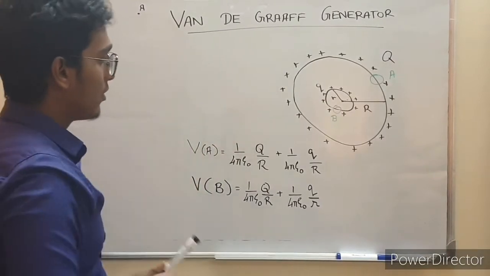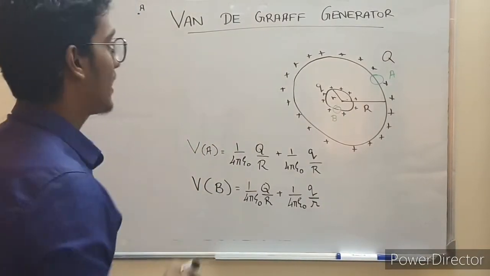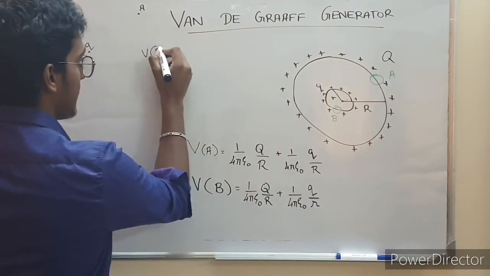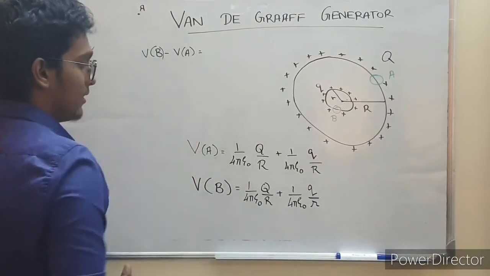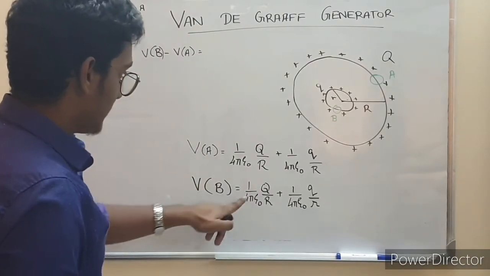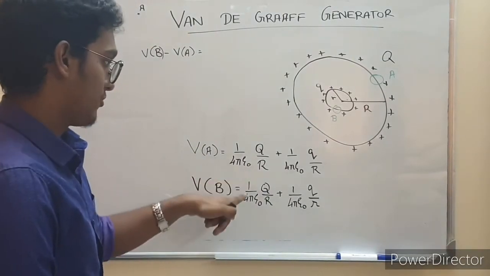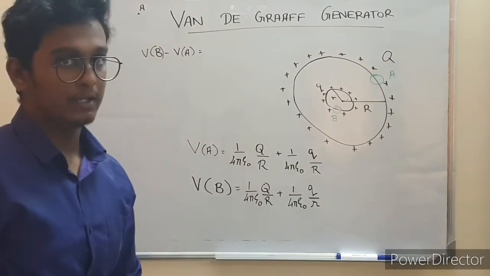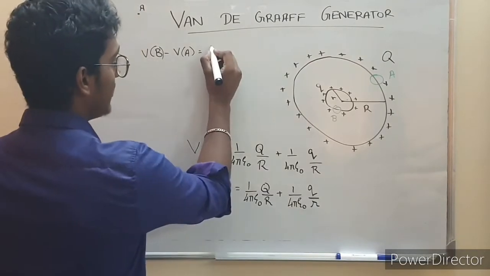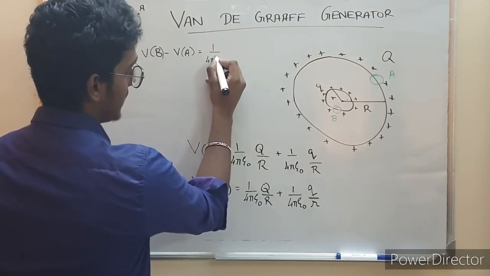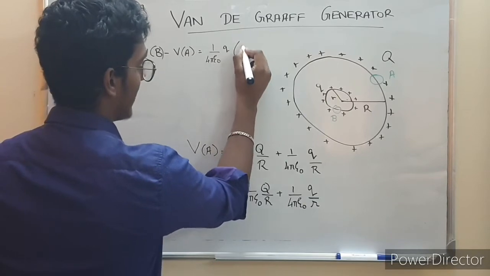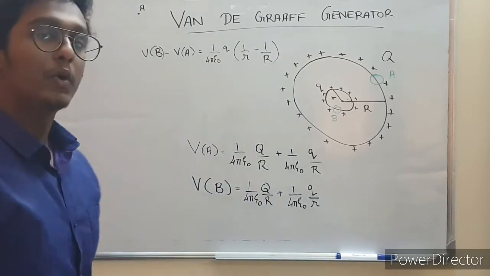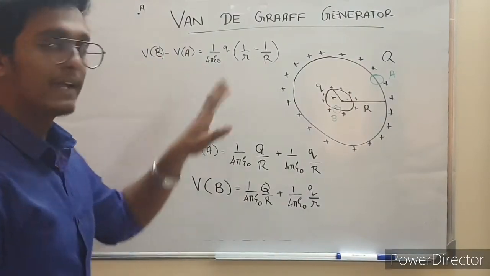So I'm going to do V of B minus V of A. V of B minus V of A equals subtraction of these two. These two terms are the same. They cancel off. 1 by 4 pi epsilon naught capital Q by R minus 1 by 4 pi epsilon naught capital Q by R cancels off. And we have, I'm taking 1 by 4 pi epsilon naught Q constant, and we have 1 by small r minus 1 by capital R. This is the potential difference, VB minus VA.